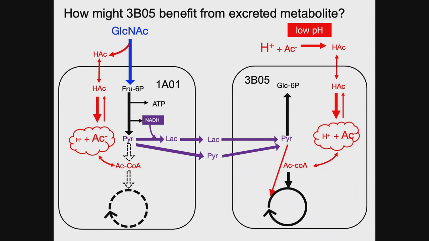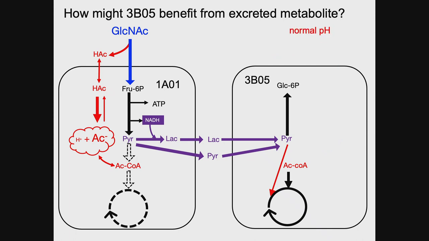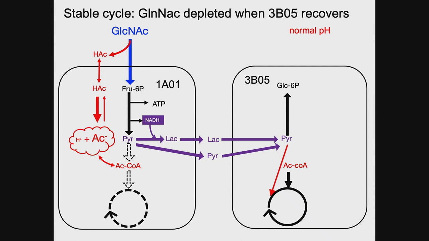So then it's a way to burn acetate into CO2, right? And eventually acetate gets burned off. But you see that just burning off acetate is not enough, because on the other side, GlucNAc is still producing acetate, so you can still have this problem, okay? But in a stable cycle, the timing has been arranged such that just as 3BO5 is recovering, burning off the acetate, the GlucNAc is gone.